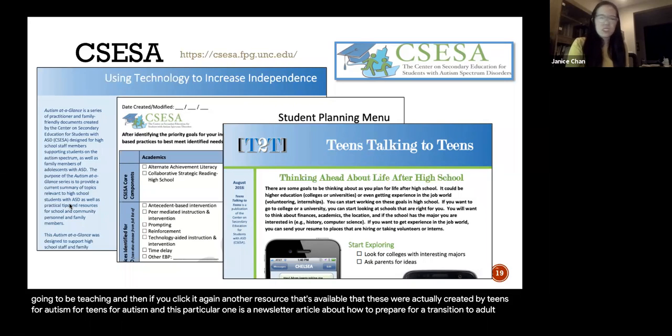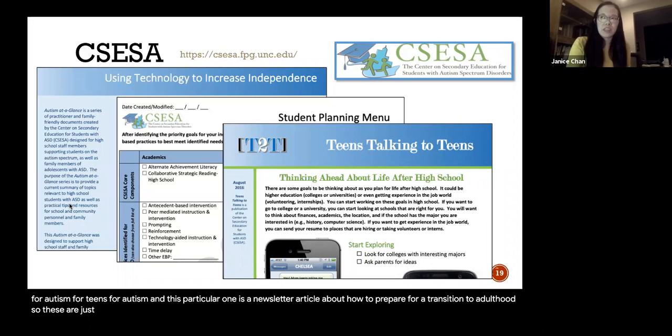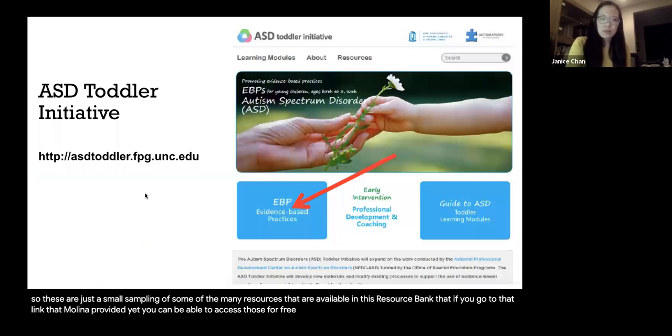So these are just a small sampling of some of the many resources that are available in this resource bank that, if you go to that link that Melina provided, you can access for free.